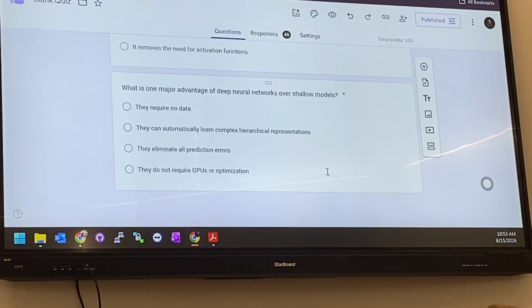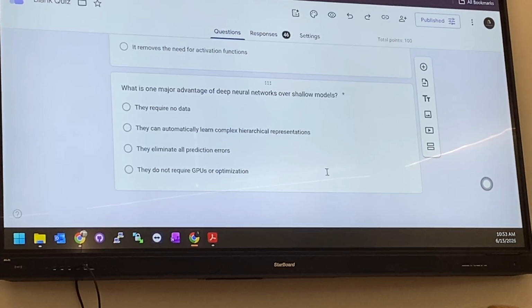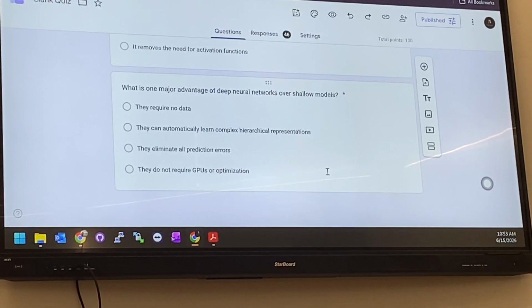What is one major advantage of deep neural networks over shallow models? Second, yeah, they can automatically learn complex hierarchical representations. Second, yes, very good. Now, I really liked what Gerta mentioned before about adding layers, and she had a very nice visualization about how going from one layer to the next makes those decision boundaries nicely squared, circles and stuff like this, remember?